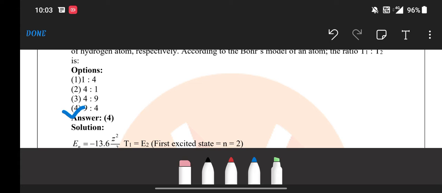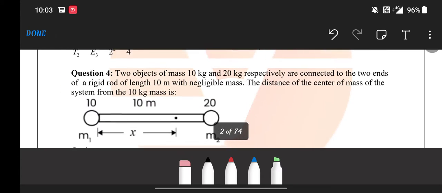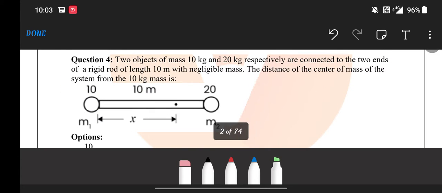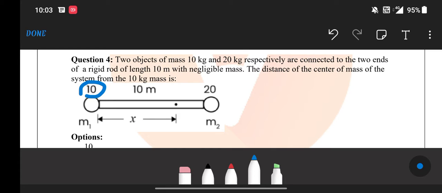Moving on to our next question, question number 4. Here they have said that two objects of masses 10 kg and 20 kg respectively are connected to the two ends of a rod. This end of the rod and this end, they are connected, and the rod length is 10 meter.